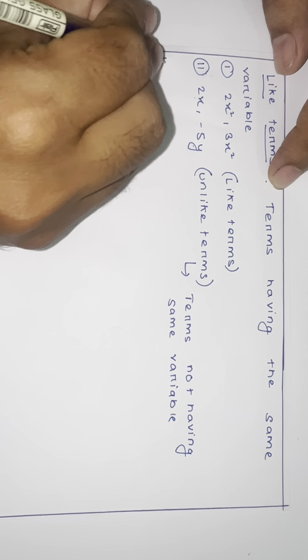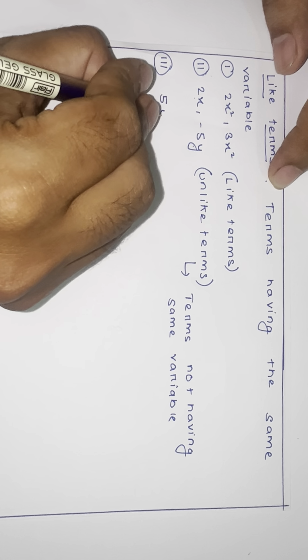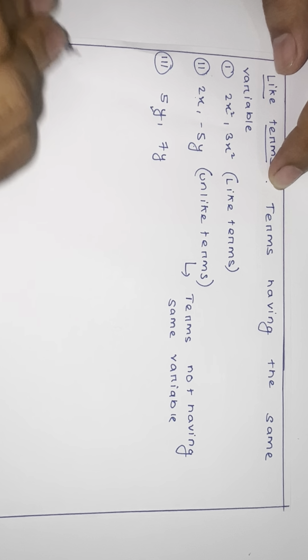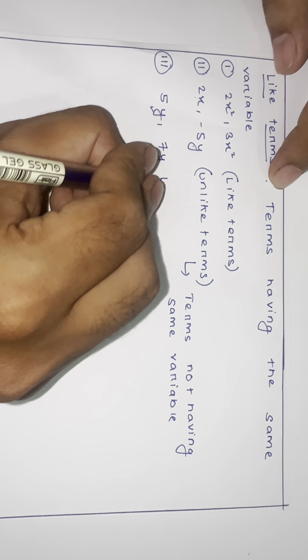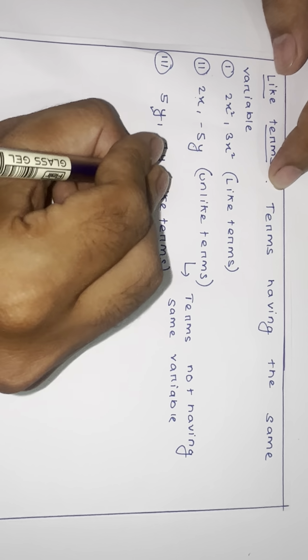Another example, a simple example: I will write 5y and 7y. Here also we have y, here also we have y. Both the letters are the same, so they are like terms. What kind of terms are they? They are like terms.